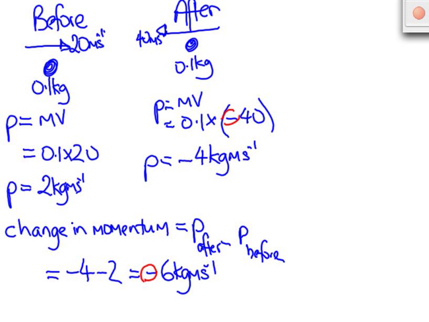Now, what's the significance of the minus sign? It means that the change in momentum is all towards the left, i.e. it's all away from the original direction of travel.